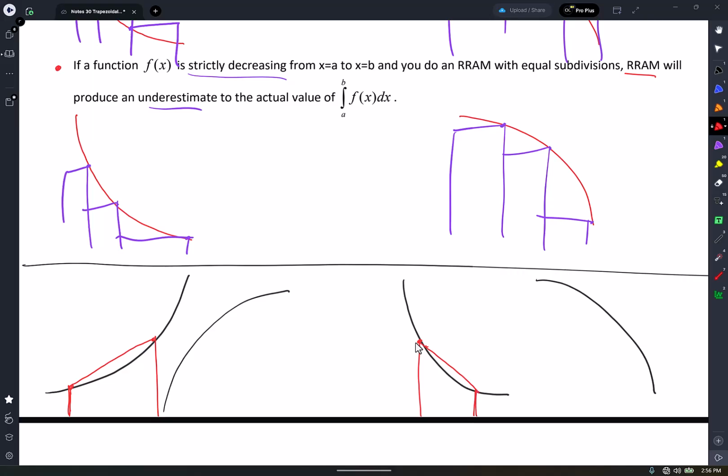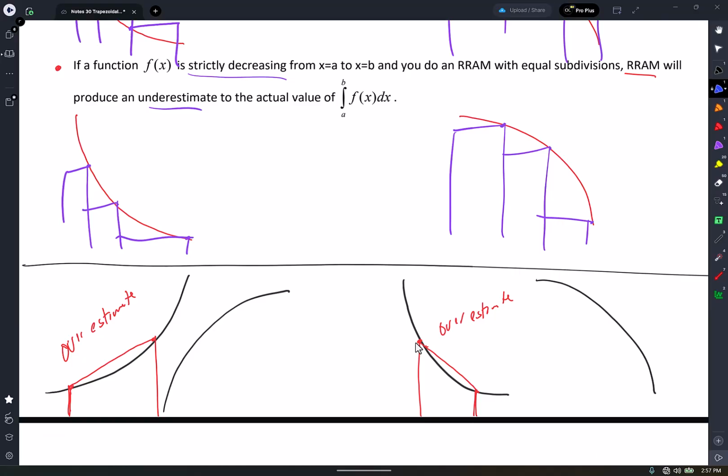What do you notice about both concave up curves? Is it an underestimate or overestimate with trapezoid? It's an overestimate with concave up. Do you guys notice that? Regardless of whether I'm increasing or decreasing, so I'm going to put overestimate, overestimate, overestimate. And I'll change the other one to blue.